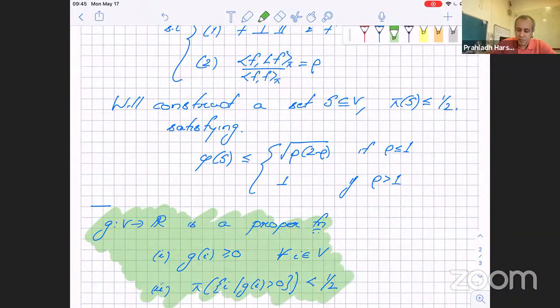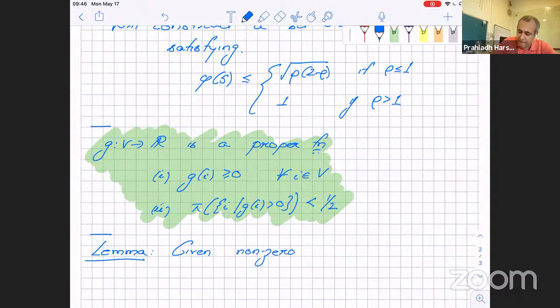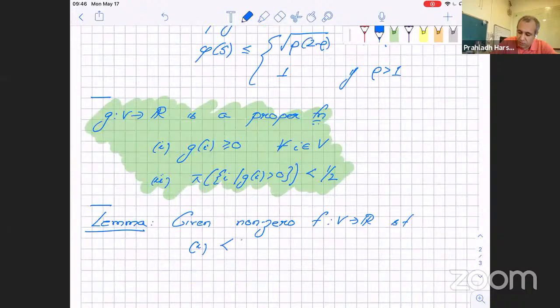And we wanted to prove 2 lemmas. Let's prove them one after another. The first lemma will state that, given our hypothesis, so given a non-zero f from V to R, such that once again, f is orthogonal to the all ones function, so the pi inner product of f with 1 is 0, and two, say rho is the Rayleigh coefficient of f.